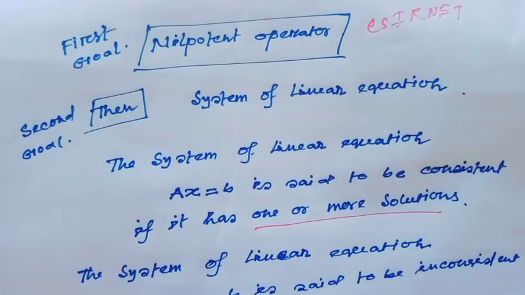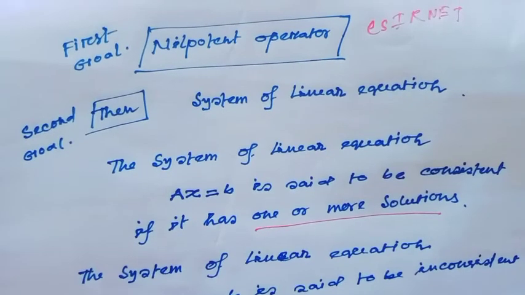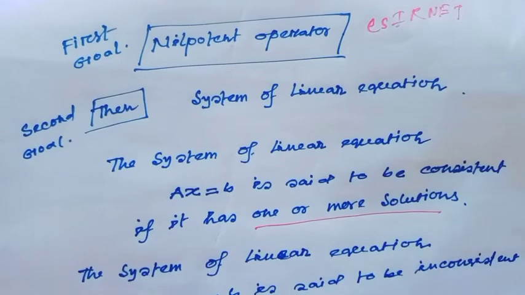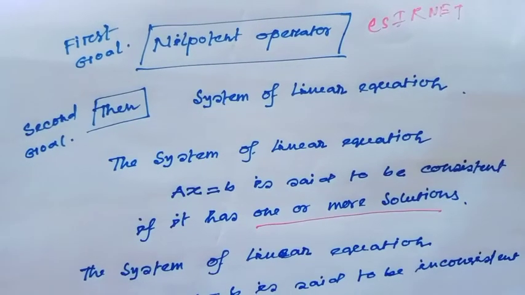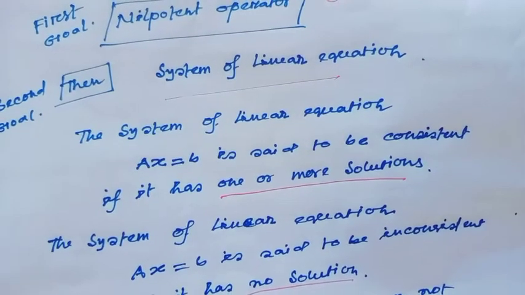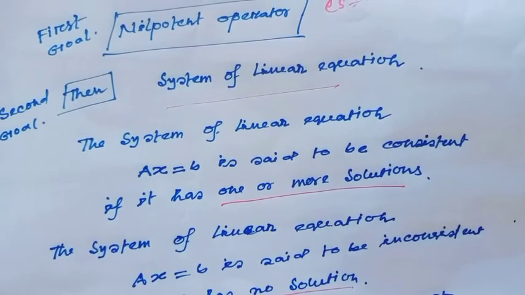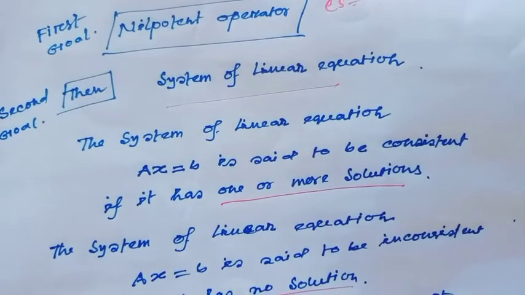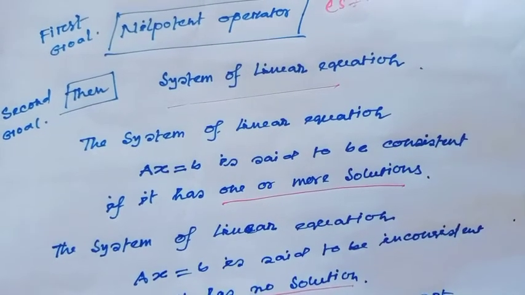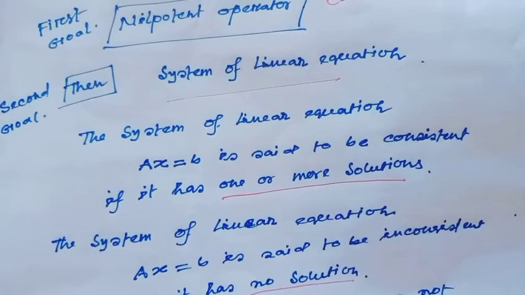I had seen in my previous video what a system of linear equations is, and when a system of linear equations has a solution or has no solution. This topic I have discussed elaborately in my previous video. Today I will discuss some questions on systems of linear equations which had come in the CSIR NET exam, because this concept is very important for CSIR NET.